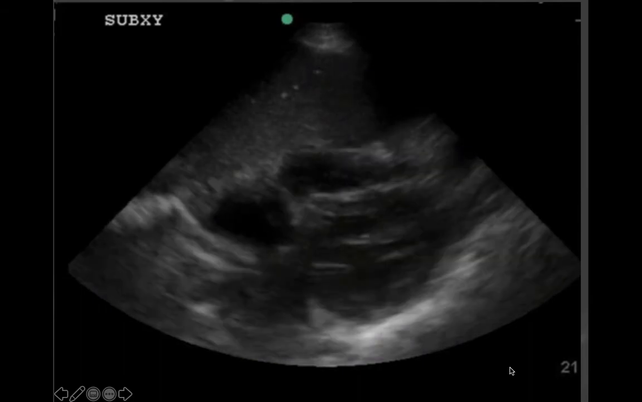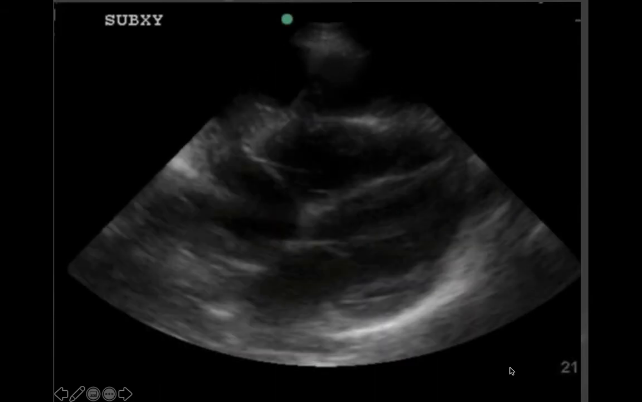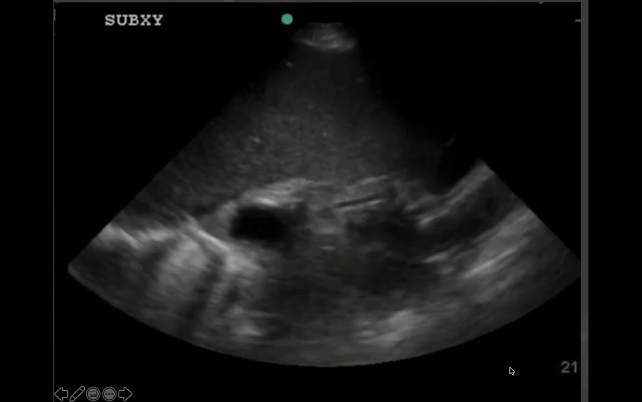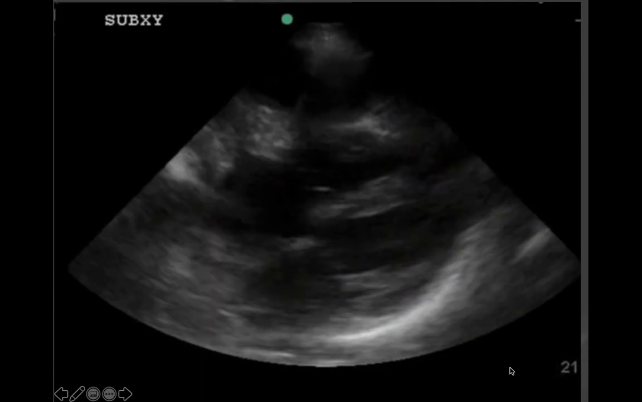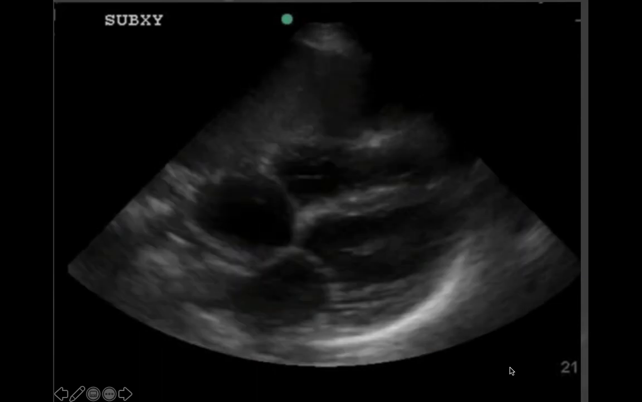Here is the video of a normal subxiphoid view of the heart as part of the FAST exam. Again, notice that the liver is at the top of the screen and that the pericardium is at the bottom, along with that left side of the heart.